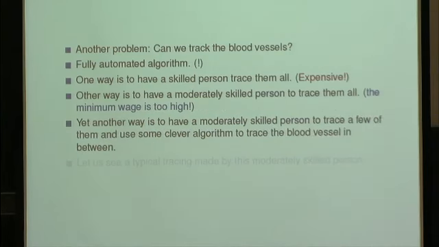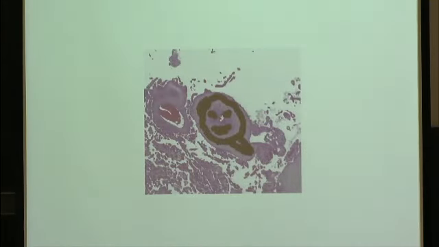And yet another way is to have a moderately skilled person trace a few of them and use these images to somehow trace in between. These images are not high quality images. The tracing made by a moderately skilled person like me would be something like this. You have a blood vessel here, and this person is not doing a very good job, doing something funny here, and there are gaps. But the point here is, given this tracing, you want to find out where this blood vessel goes in the next image, and the next image, and the next image.